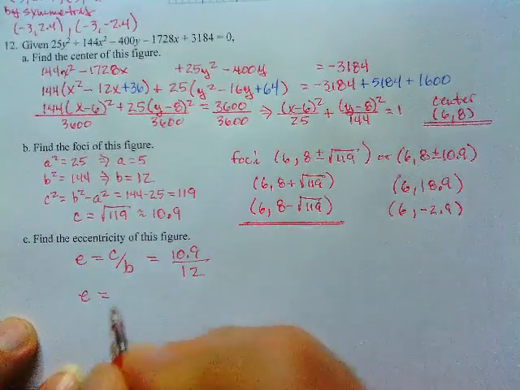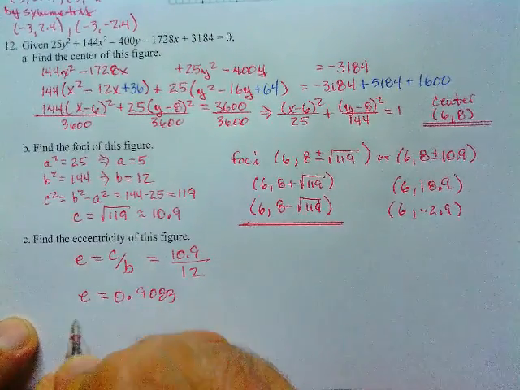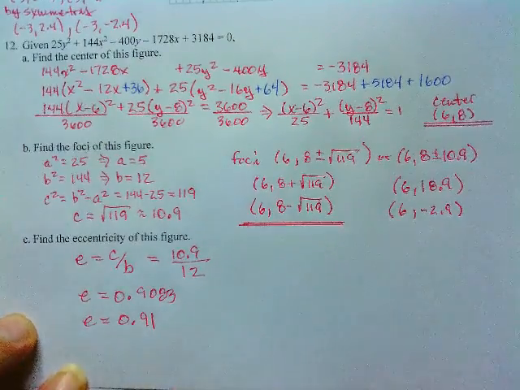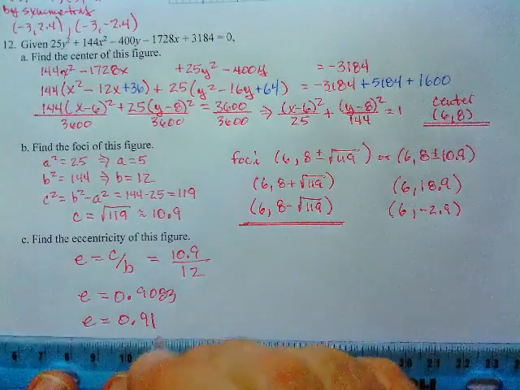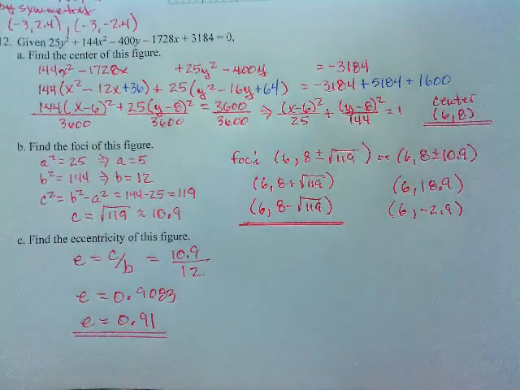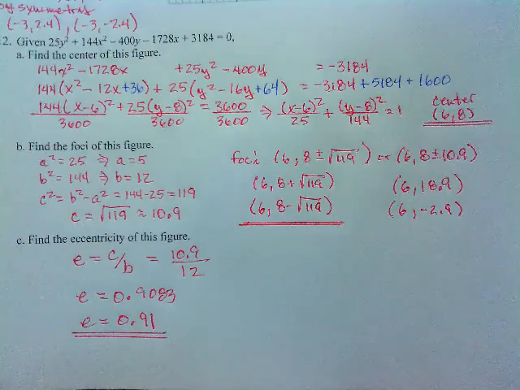So the eccentricity is 0.9083, or we'll just round it 0.91. Since this is an ellipse, the eccentricity ends up being less than 1. If it had been a hyperbola, the eccentricity would have been greater than 1. And so there is problem 12.